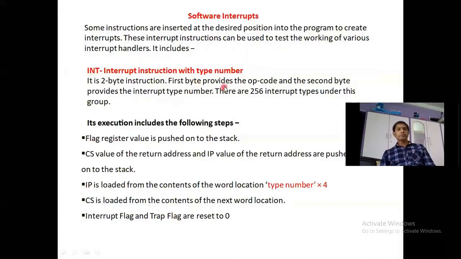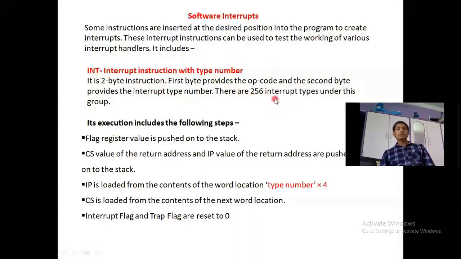So here we have many types: INT 0, INT 1, like that, INT overflow. The type number is essential. So all software interrupts must be INT with the type number. See here, INT is a 2-byte instruction. The first byte provides the opcode of the particular instruction and the second byte provides the interrupt type number.